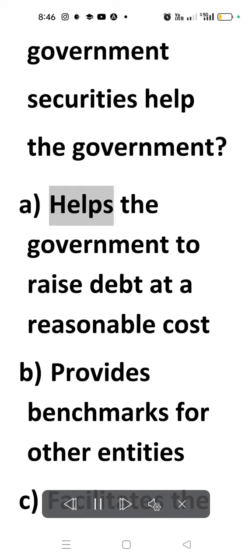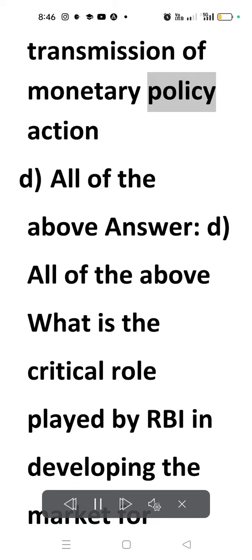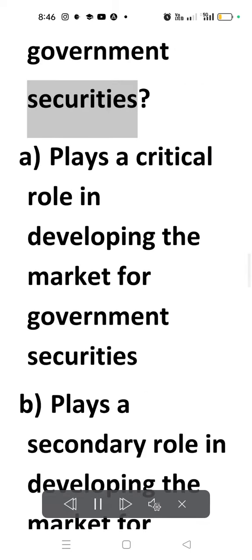How does developing the market for government securities help the government? Helps the government to raise debt at a reasonable cost. Provides benchmarks for other entities. Facilitates the transmission of monetary policy action. All of the above. Answer: D. All of the above.